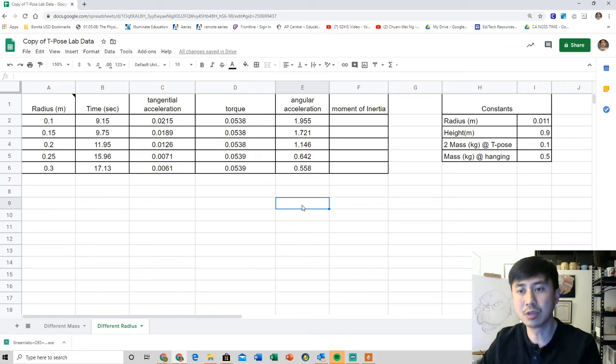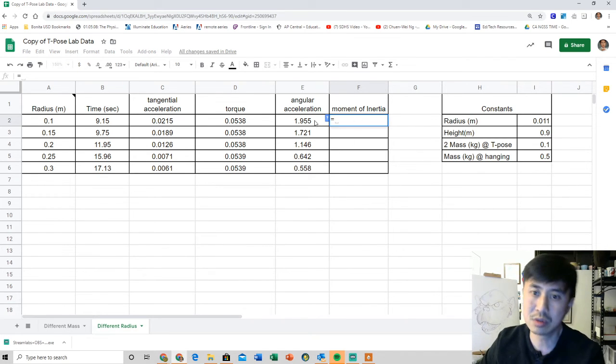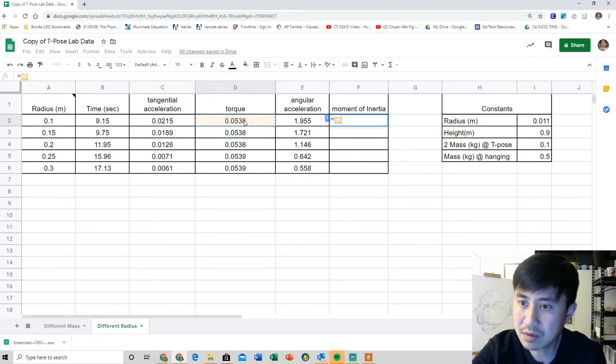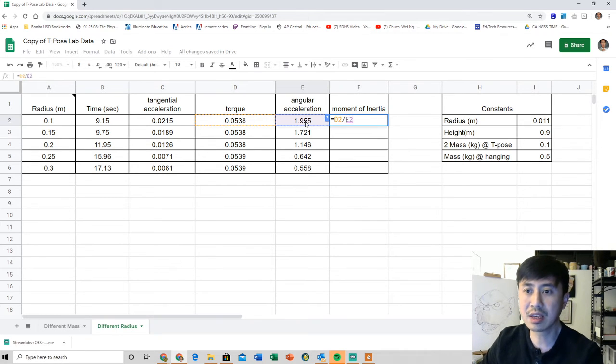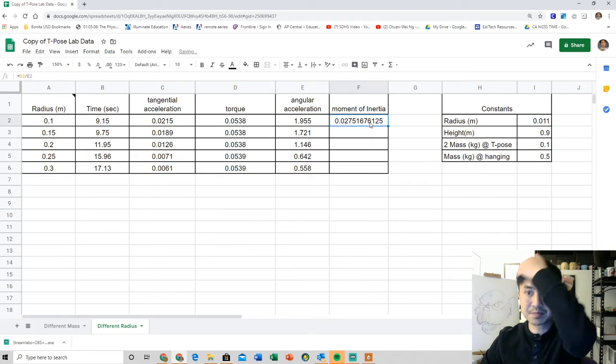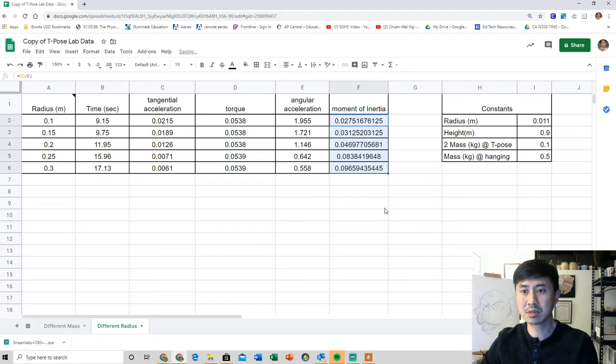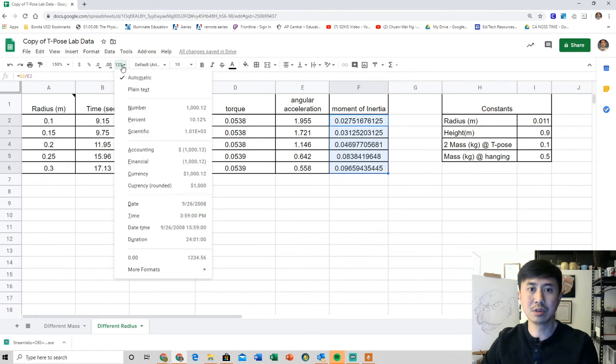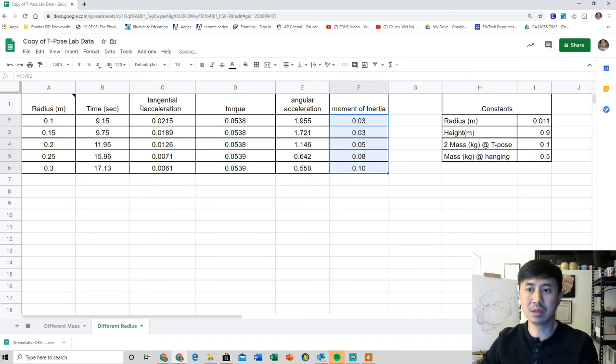Good. So the moment of truth, we need the moment of inertia, which is equal to the torque divided by the angular acceleration. Boom. So here is our moment of inertia. I'm going to drag this down. Yes. And then here, I'm going to make it a number, and then I'm going to add some more decimal spaces. So now we need to graph this, right?